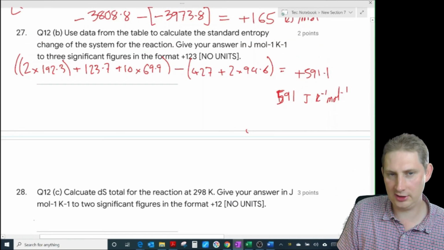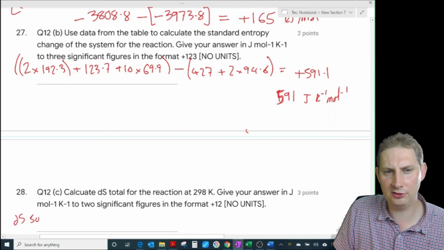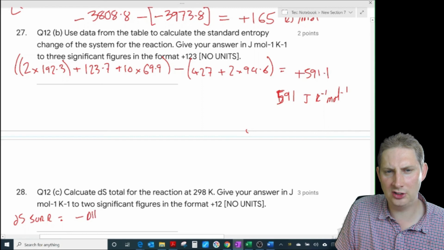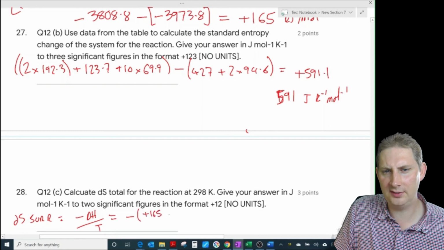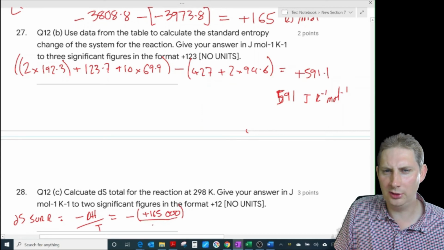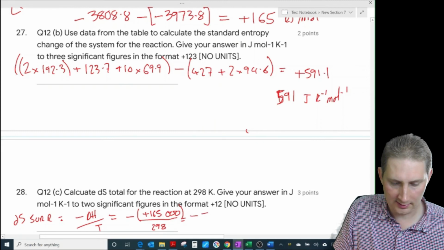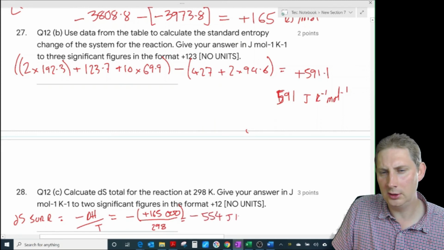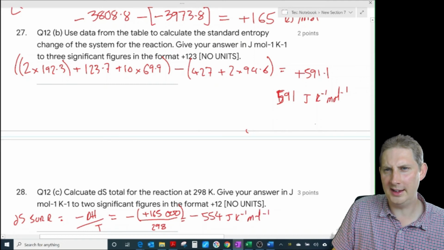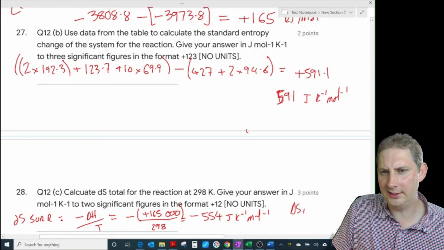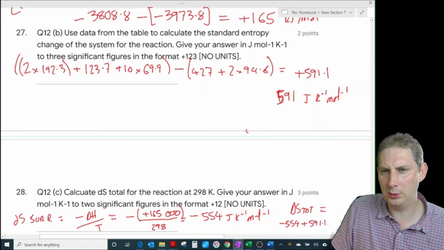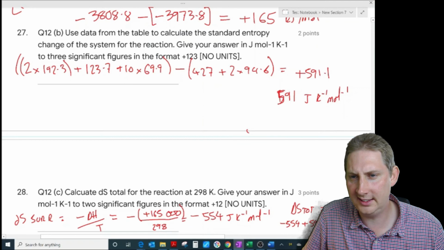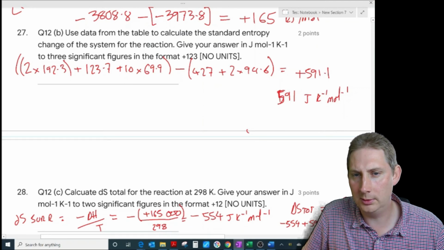Calculate delta S total for the reaction. Right, well, we've got delta S system, so delta S surroundings is minus delta H over the temperature, which equals minus plus 165,000 divided by the temperature, which equals 298, minus 554 joules per Kelvin per mole, and then add that to the 591, so delta S total equals minus 554 plus 591.1, and that equals plus 37 joules per Kelvin per mole.